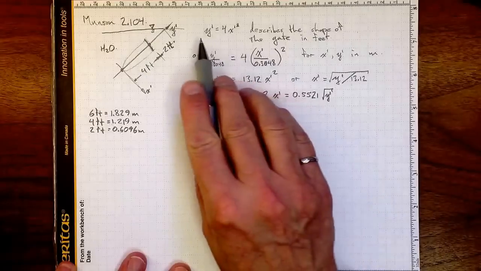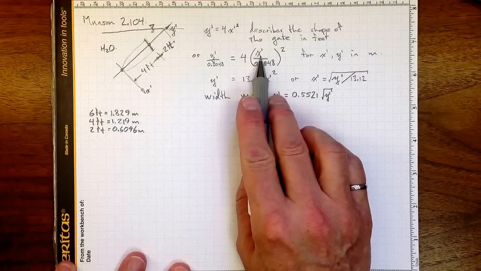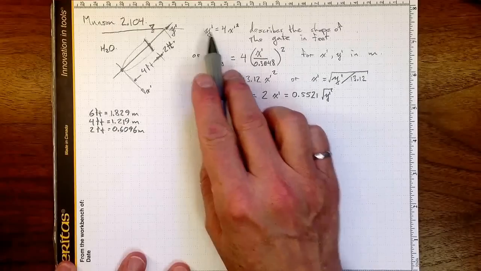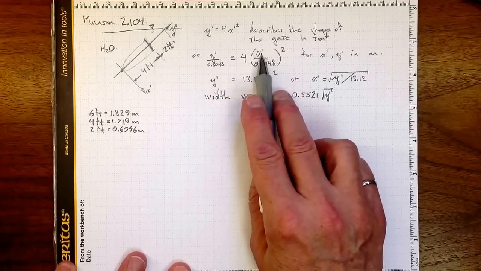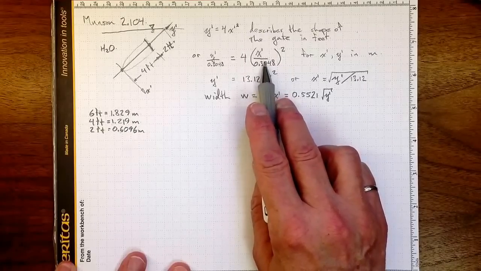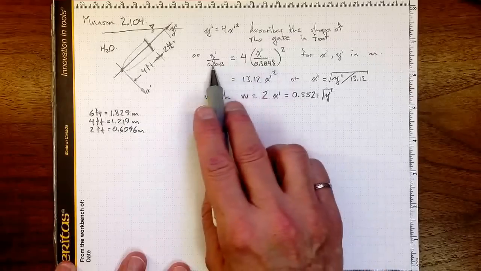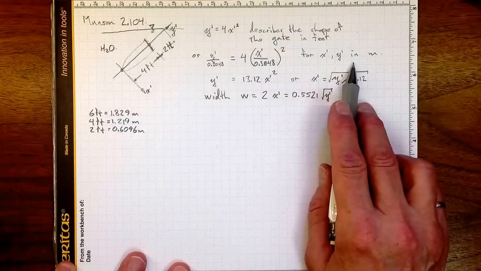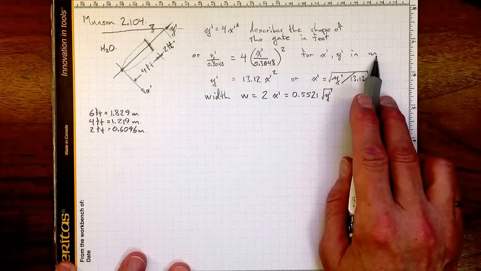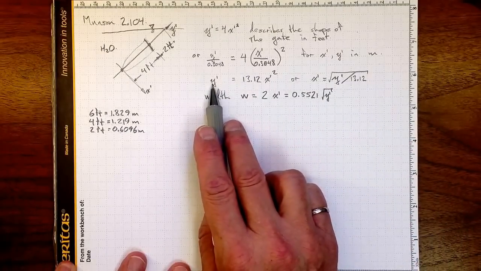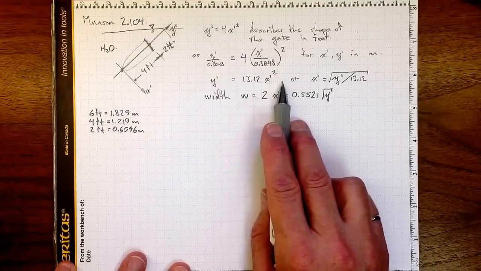So if that's the shape of the gate in feet, then if we want to express y prime and x prime in meters, y prime in feet is y prime in meters divided by 0.3048. X prime in feet is x prime in meters divided by 0.3048. So substituting that into the equation, we can get an equation for y prime and x prime's relationship using units of meters. And this winds up being y prime equal to 13.12 times x prime squared.